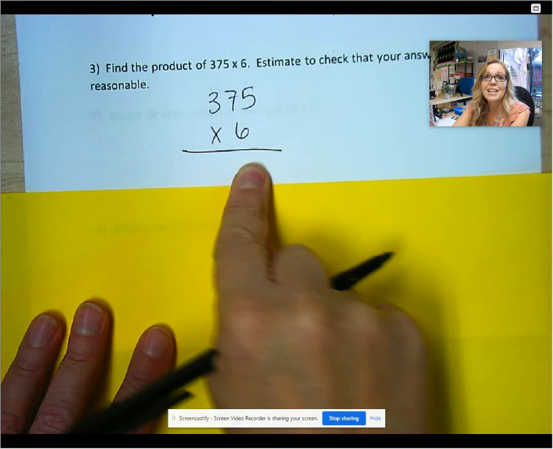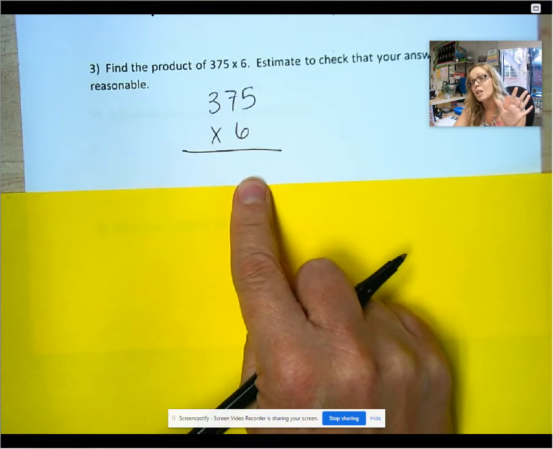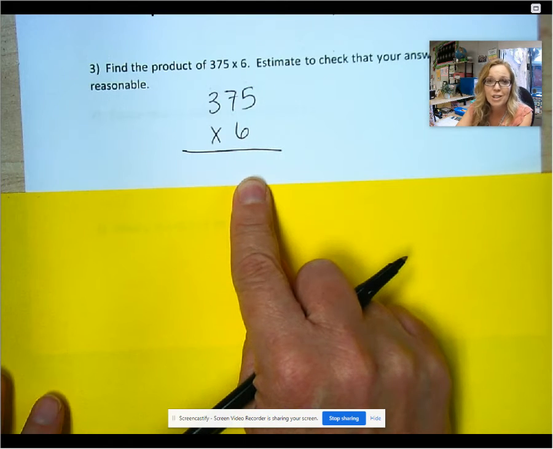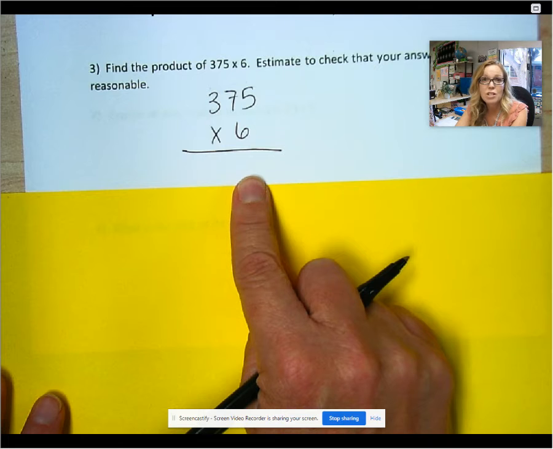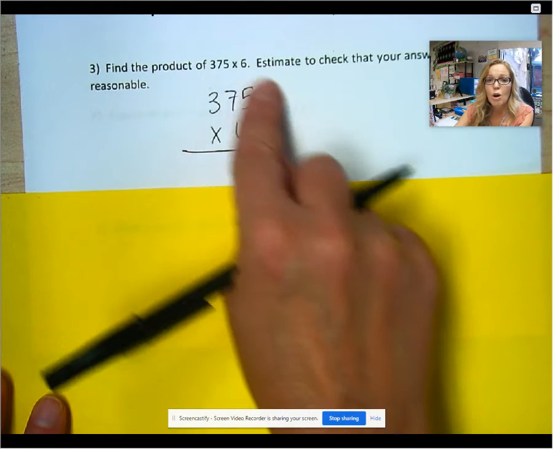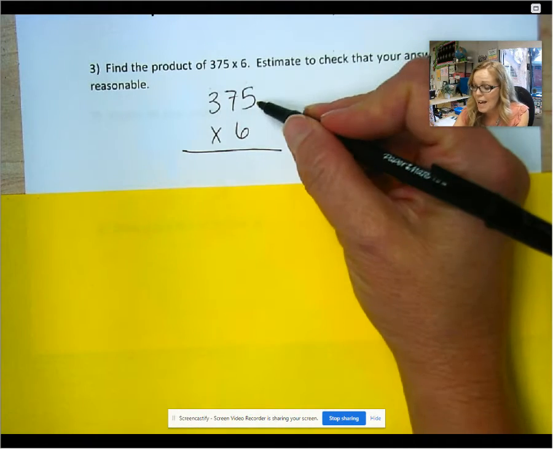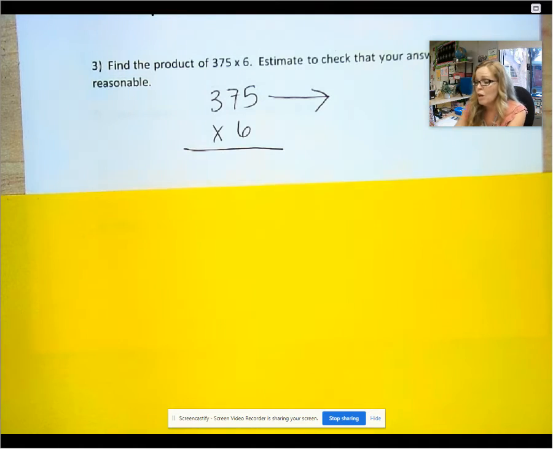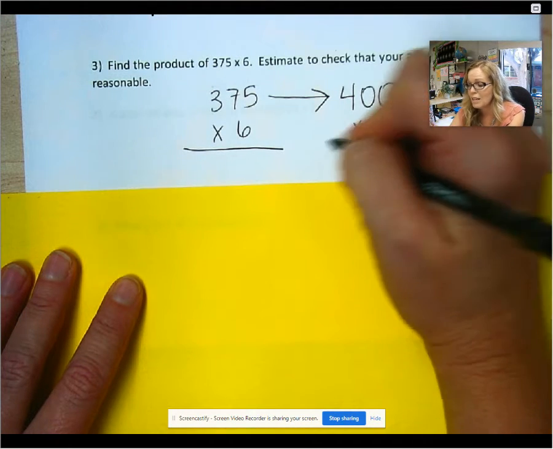You should have done single-digit multiplication with a single-digit multiplier last year in third grade. So this should be a review from last year. You would need to solve and get the answer for that. Then you would need to estimate for the answer. And if I were going to estimate, I would say, well, 375 would round up to 400 times 6.